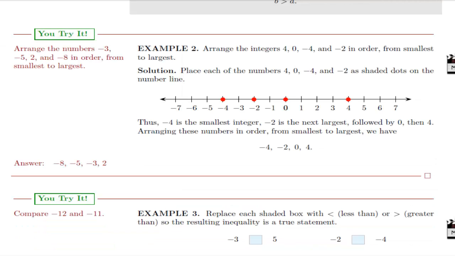Example 2. Arrange the integers 4, 0, -4, and -2 in order from smallest to largest. Solution. Place each of the numbers 4, 0, -4, and -2 as shaded dots on the number line. Thus, -4 is the smallest integer, -2 is the next largest, followed by 0, then 4. Arranging these numbers in order from smallest to largest, we have -4, -2, 0, and 4.